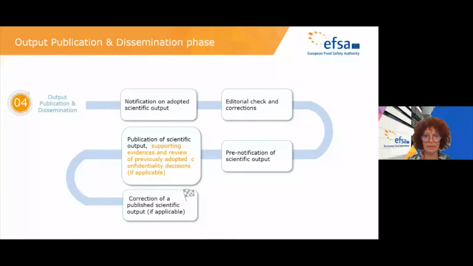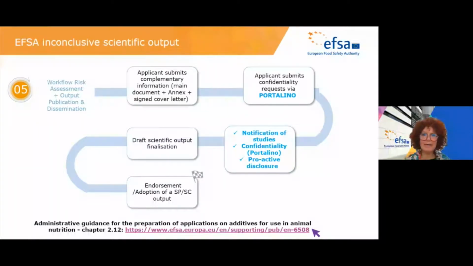And then we publish the scientific output together with the supporting evidence and, if applicable, the review of the previously adopted confidentiality decision. Not desirable, but it might happen: we have a standard operating procedure to correct a published scientific output if needed. What is interesting to highlight, and I will take 1 minute just on this slide, is that it might be that the scientific output is inconclusive.